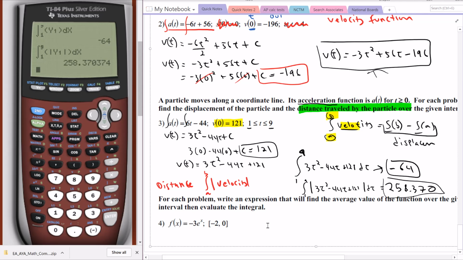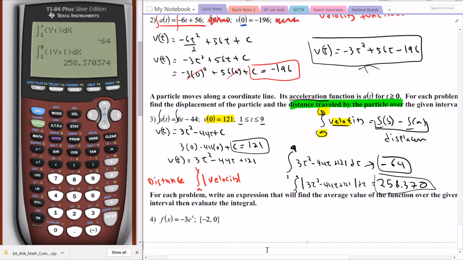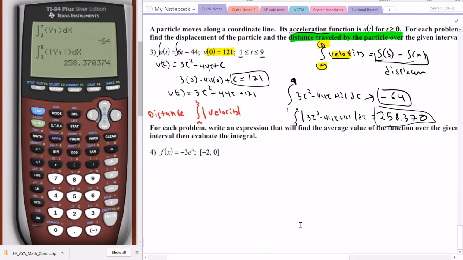Last piece here is write an expression that will find the average value. So the average value is not the average rate of change. It's actually like, if you want to know the average temperature, you're going to integrate the temperature of whatever you want to find the average value of, right? So you have some function here that you're going to find the average value of. So like if this was a temperature function, then you would get the average temperature. If this was a velocity function, then you get the average velocity. If this is a position function, you get the average position.